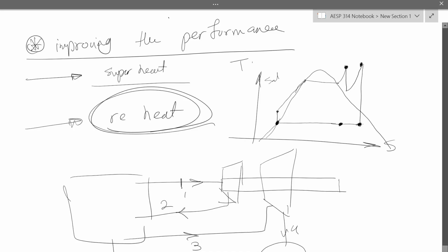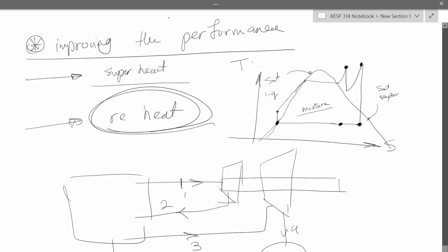Again, saturated liquid on this line, saturated vapor on this line, and mixture here in the middle. And outside of the lines we have superheated vapor and subcooled liquid.